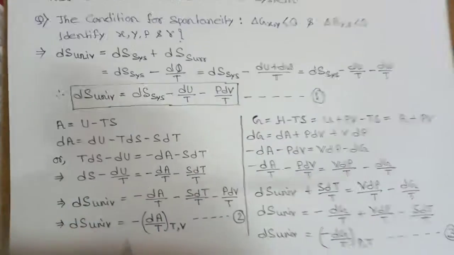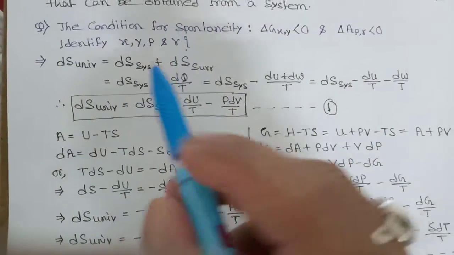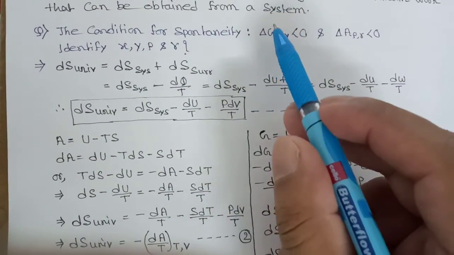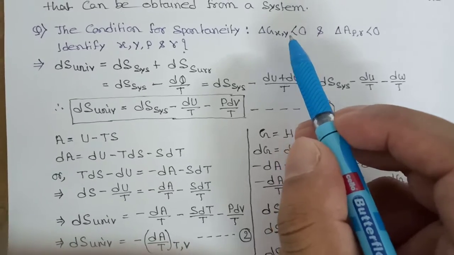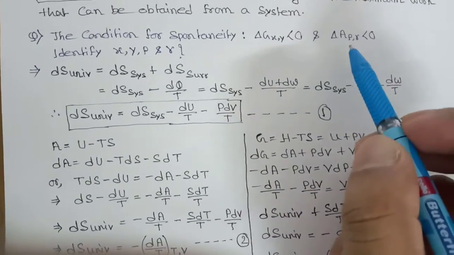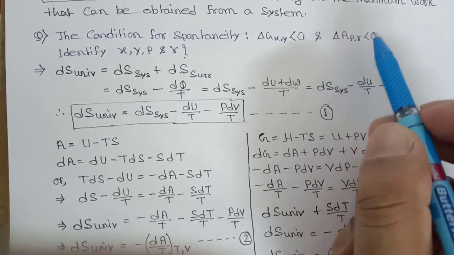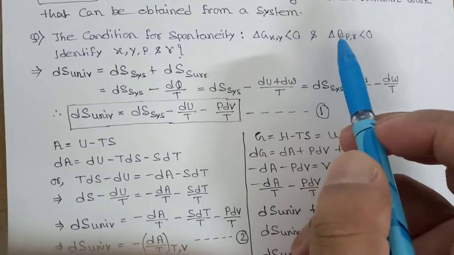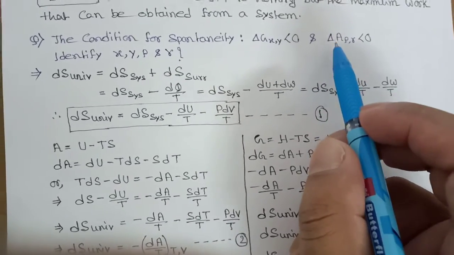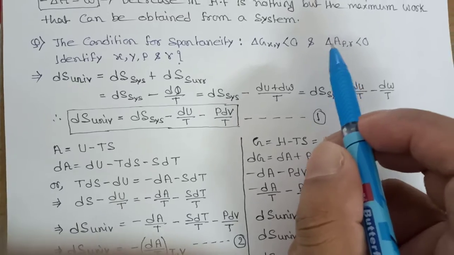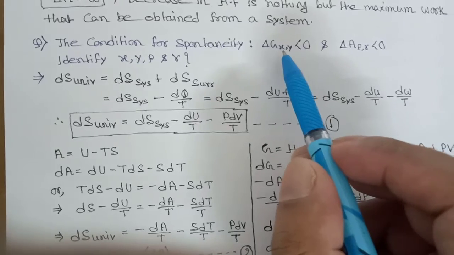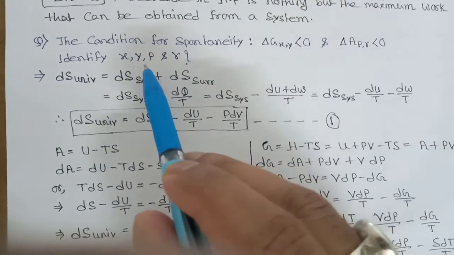Now I have a last question of thermodynamics. The condition for spontaneity is given by del G at constant x and y is less than 0 and del A at constant P and R is less than 0. Here del G means Gibbs free energy change and del A means Helmholtz function, or you can say Helmholtz free energy change. Here you have to identify these constants, x, y and P, R.